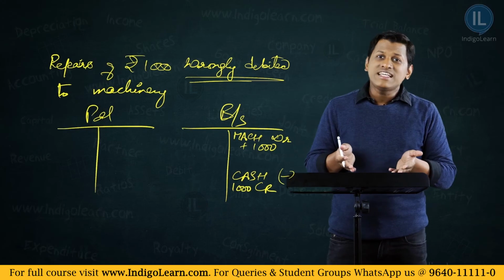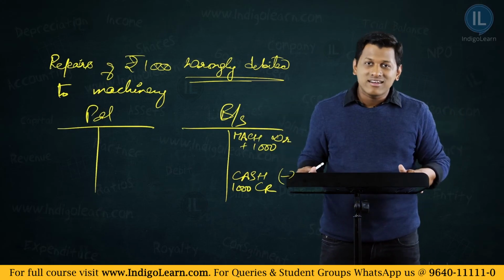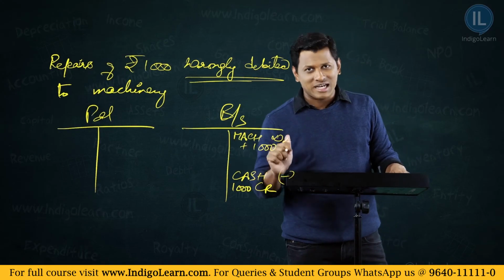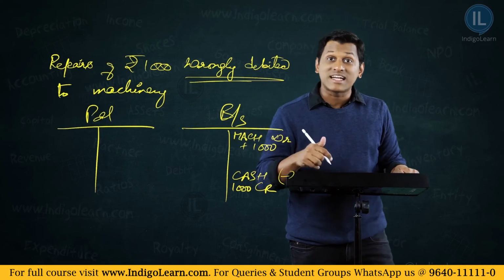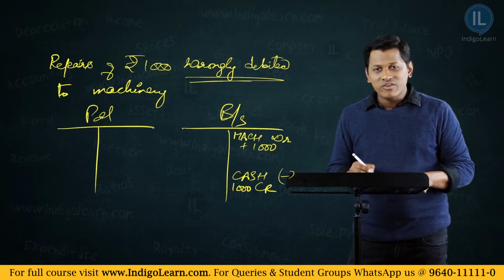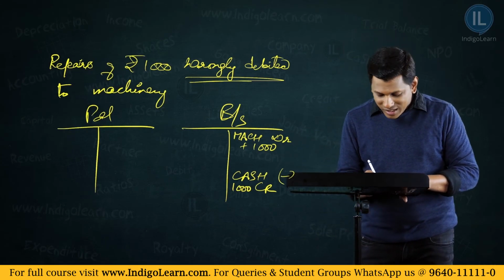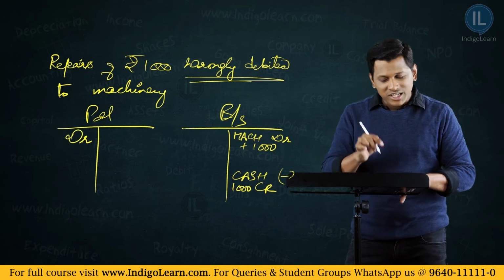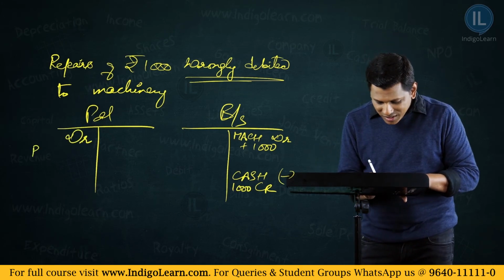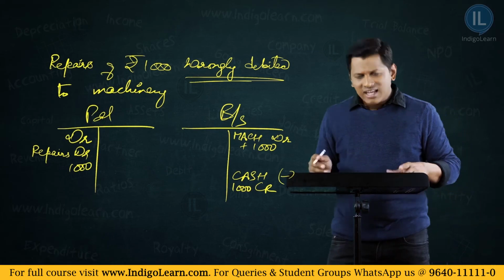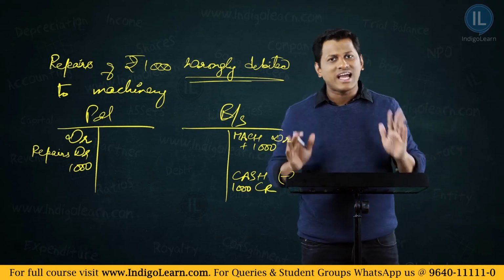Now what is it that the company should have ideally done? This 1,000 which went out is not actually a capital item, it is a revenue item. That is why it is given as wrongly debited to machinery. So then what do we do? Ideally it should have been debited to expenditures. So it should have been repairs debited 1,000 and cash credited 1,000. That should have been the ideal entry.